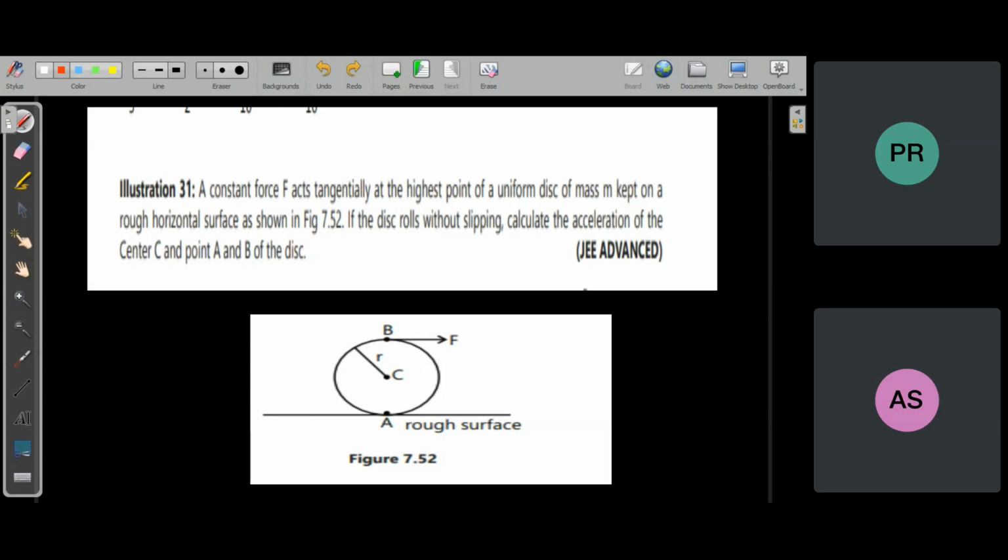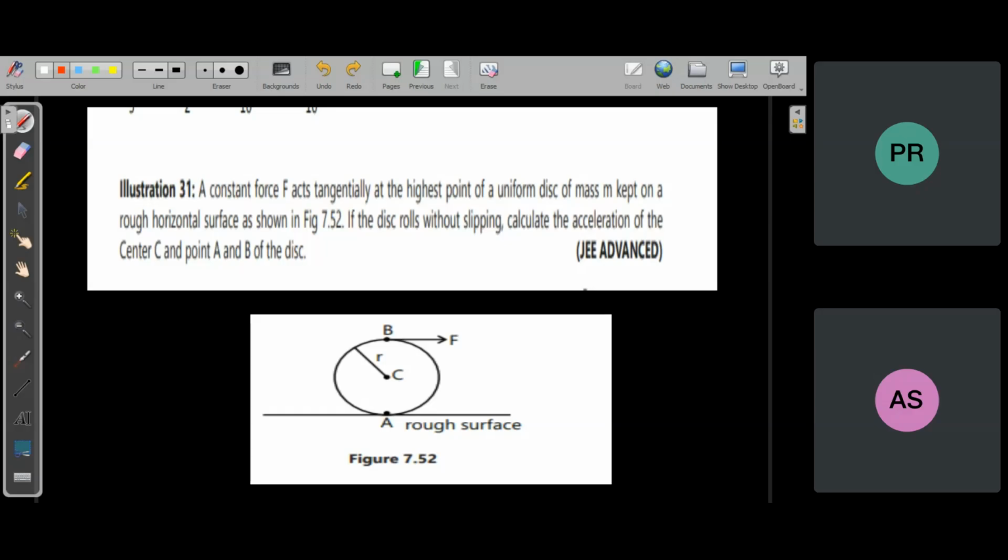Okay, sir, so tell me the equation you wrote. For just the linear motion of the center, forces along the x-axis will be ma. And what are the forces along the x-axis? Capital F and the friction. Yes, okay, capital F plus f is equal to ma. That you have written, right? Yes, sir.